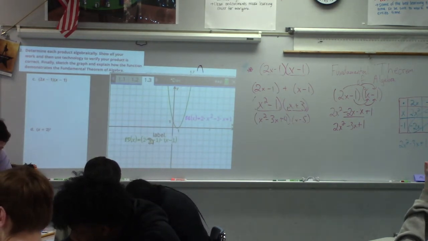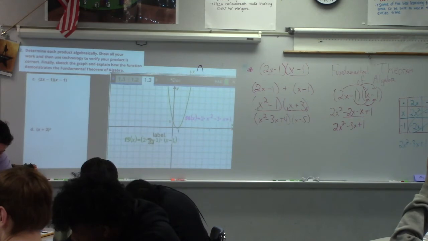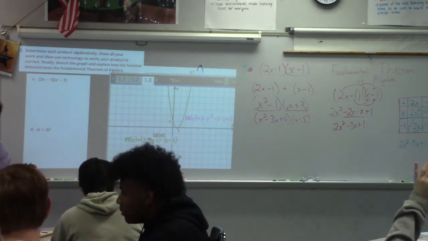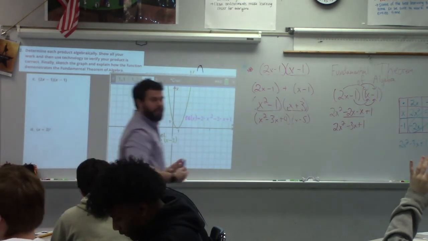Is x cubed the same thing as x squared? So then can we add them together? You can only add the terms that have the same exponent.